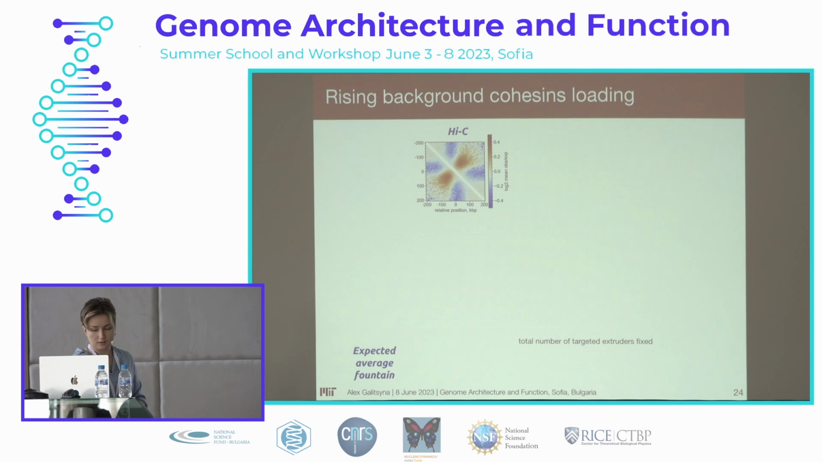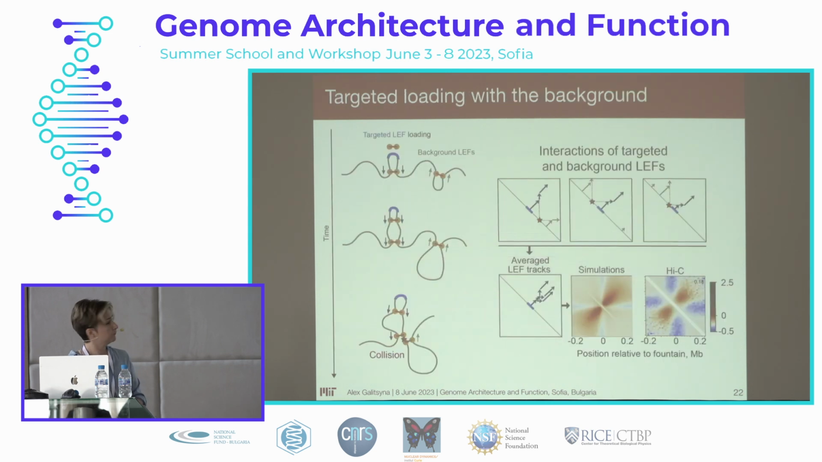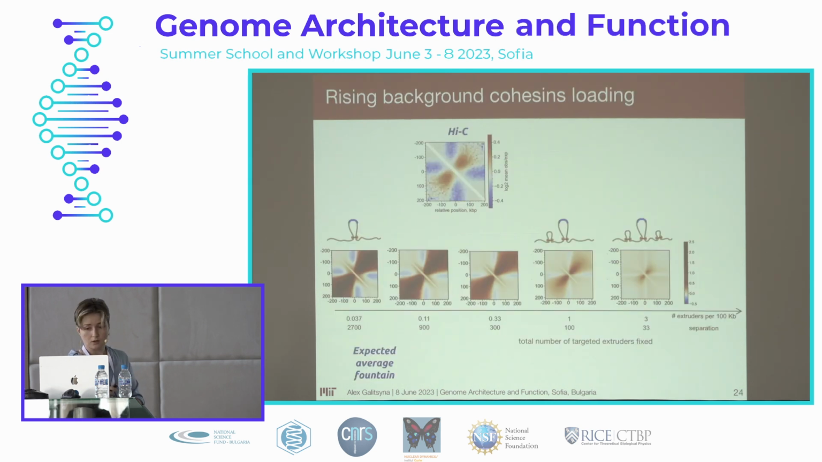Interestingly, if we do the parameter sweep of the system, we can see that if we increase the background cohesin, so I showed you this nice example where there is reasonable cohesin background loading, but if we increase it furthermore, we will observe that the fountain is suffocating. So we remove the fountain by increasing the background loading of cohesin.